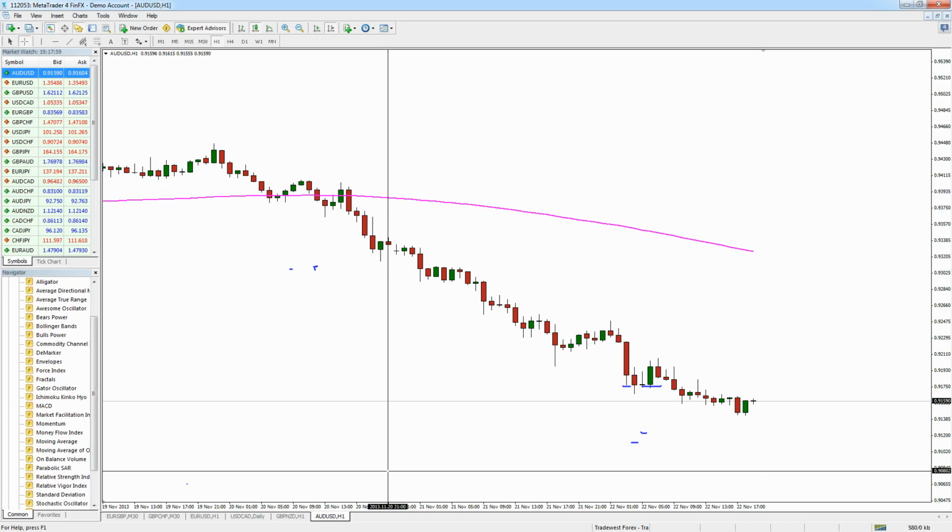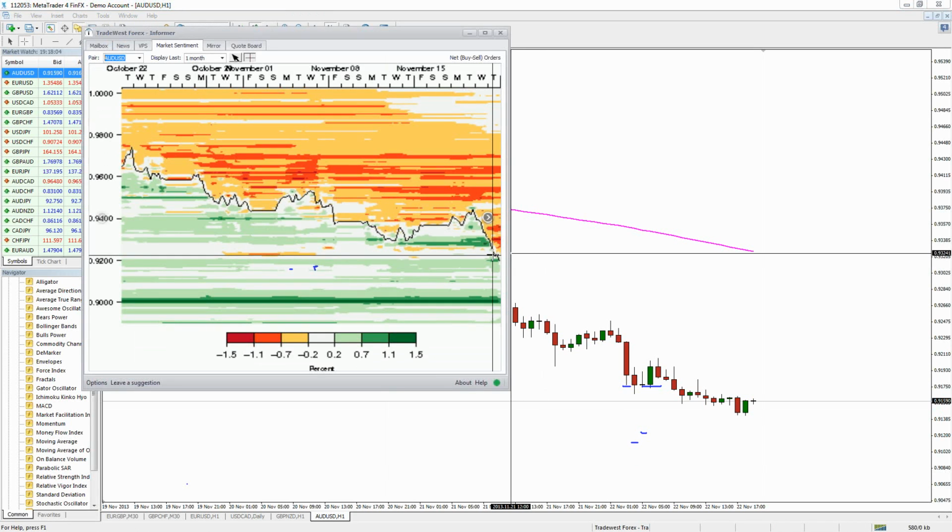Okay, but if we look at this sentiment chart, you'll notice on the way down it had a significant buy area here that it broke through.